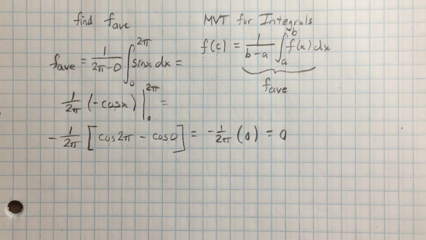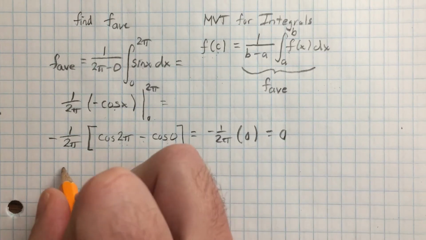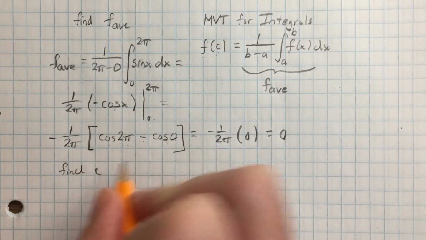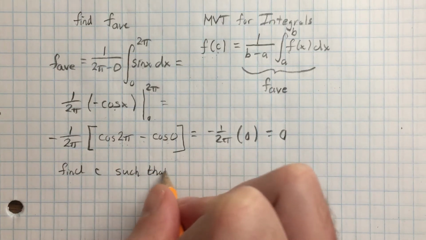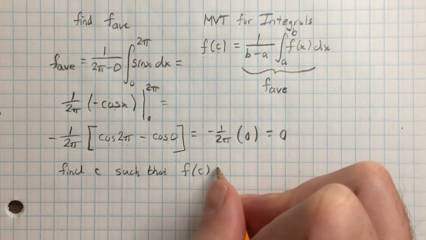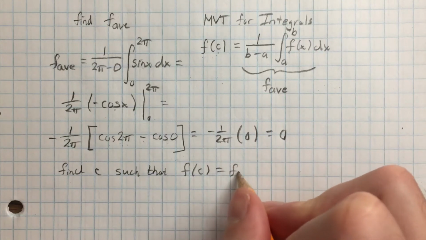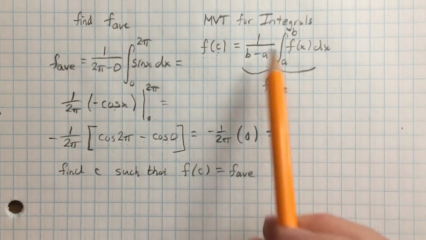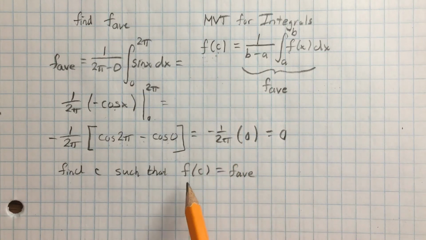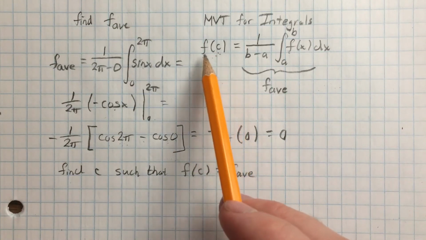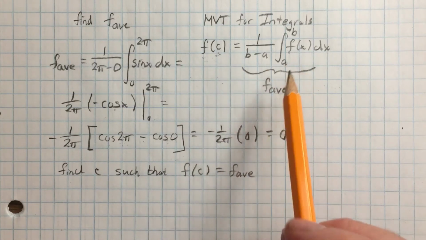Okay? Now, we're also supposed to find a c value. Find c such that f of c equals f average. Okay, that's what this is saying here. Find the value c. There is a value c. Now the book's telling us to find it. There is a value c such that f of c is its own average value.